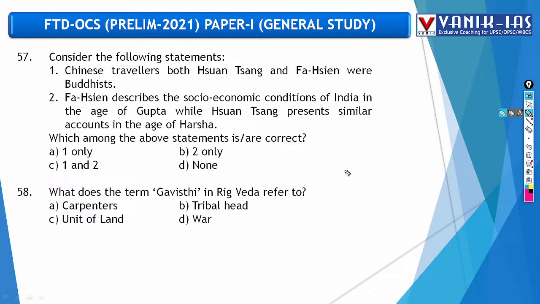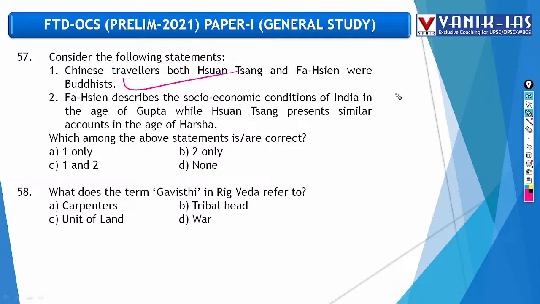Next question: Chinese travelers Huen Tsang and Faxian were Buddhists. Yes, they are Buddhists, into Mahayana Buddhism. Faxian described the socio-economic condition of India in the age of the Guptas, whereas Huen Tsang presents similar accounts during Harshavardhan. Huen Tsang came to India during the time of Harshavardhan, who was a preacher of Mahayana Buddhism.